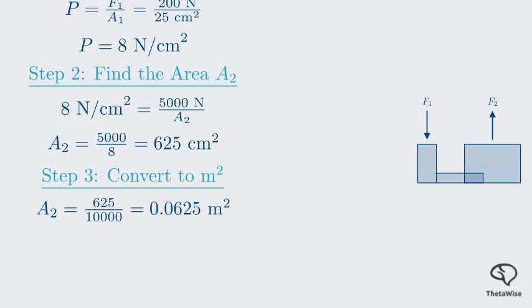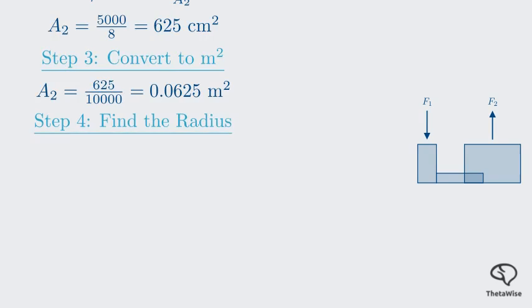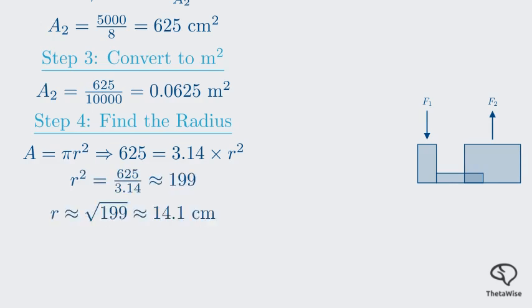0.0625 square meters. If we want to know the actual size of the piston, we can find its radius. Assuming it is circular, area equals pi times radius squared. 625 divided by pi is roughly 199. Taking the square root, we find the radius is approximately 14.1 centimeters.